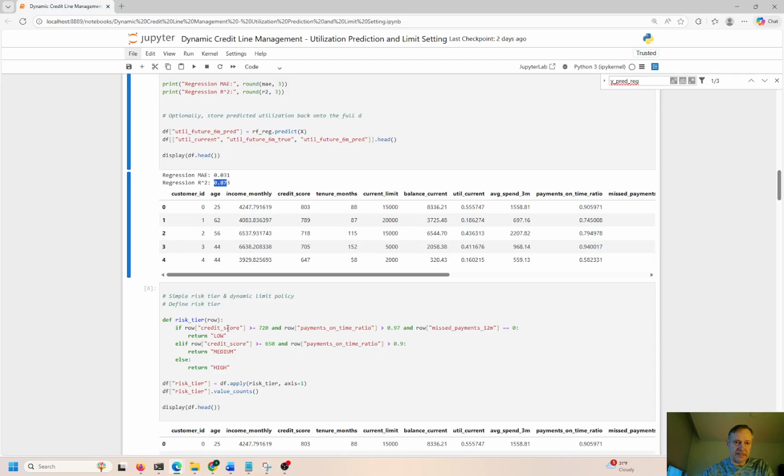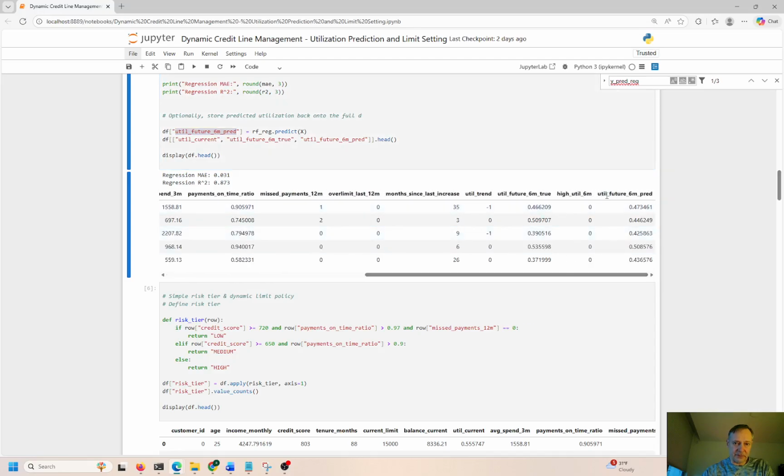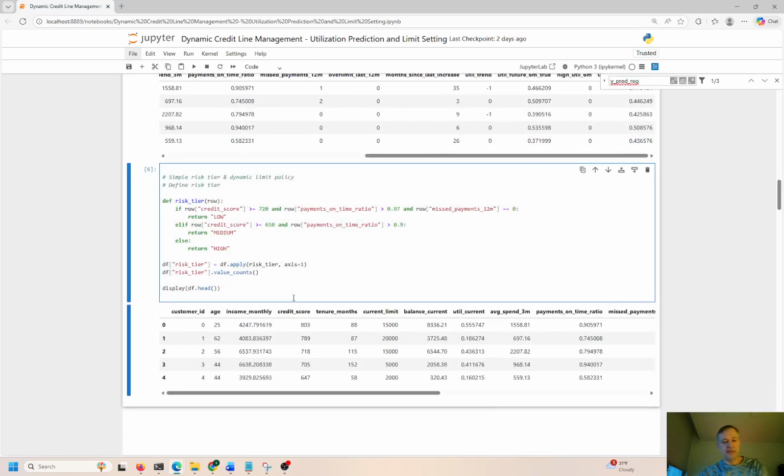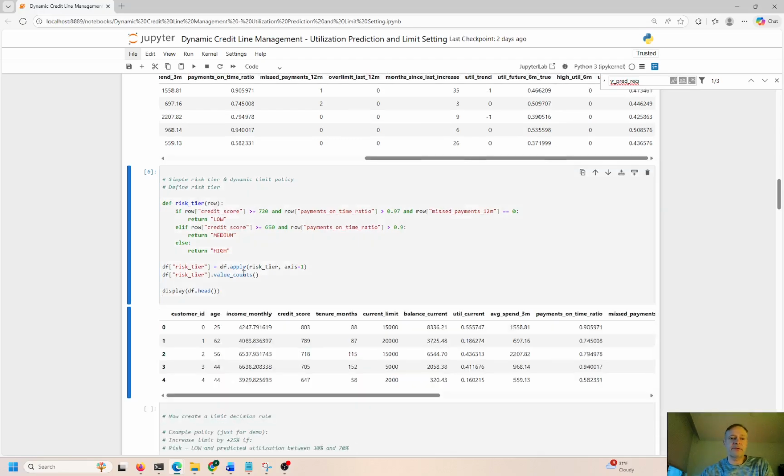So that looks fine. And we're trying to predict the future 6-month prediction. So that is going to go over here. That's what we're trying to predict based on the regression model that we just set up and ran. So the regression prediction is predicting this. Utilization in 6 months predict. So they're going to use about 47%, 44%, 42%, 50%, and 43% utilization. Okay, so let's keep going here. Control Enter to run this cell.